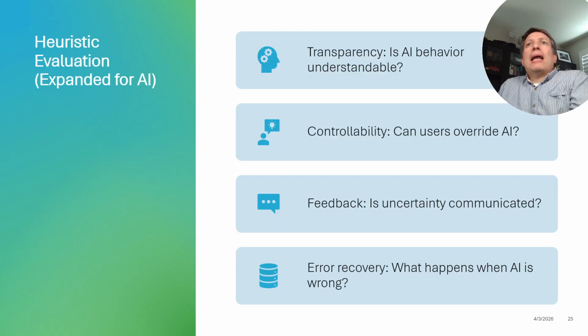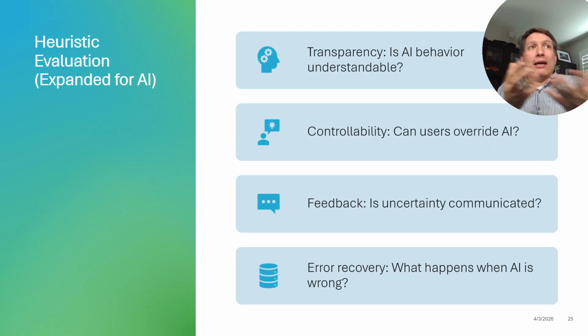Then if we are thinking in AI, in addition to doing this heuristic evaluation, we should include transparency. Is the behavior understandable? There is explainability. Where is the data coming from? What is the model that is being used? Control, that is, the controllability of the system. If the AI is making a recommendation that the user, as a human expert, doesn't agree with, how can they override the AI and provide a feedback loop into that AI?